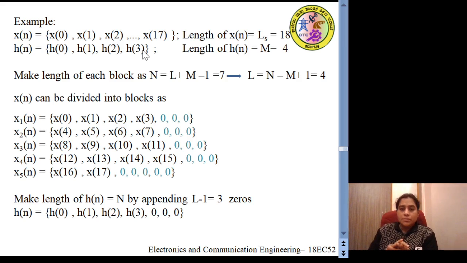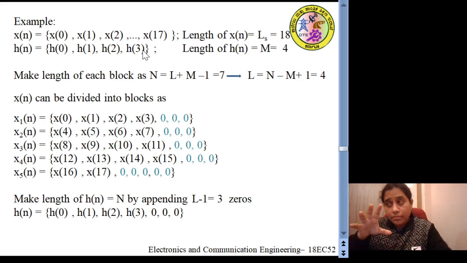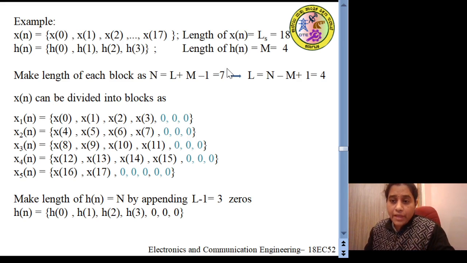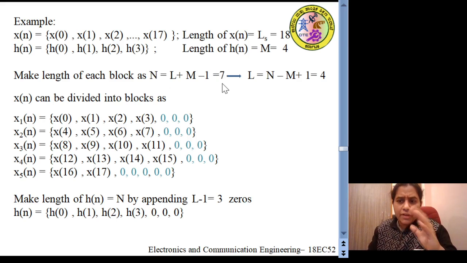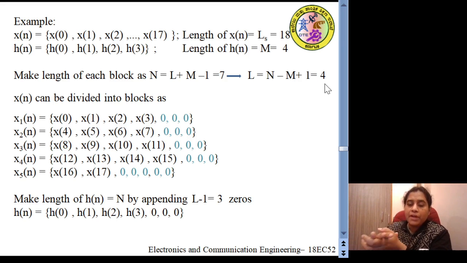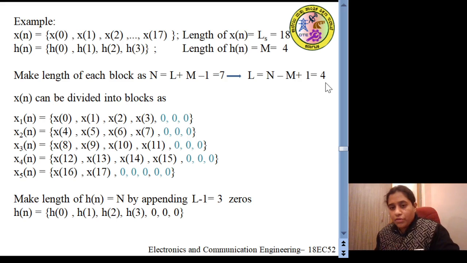What we have to do now is decide the length of the input blocks. Whatever input we are dividing into blocks, each block should consist of N samples. So we assume our blocks to be of length 7 here. If N is 7 and the length of the impulse response is 4, the value of L is N minus M plus 1. So 7 minus 4 is 3, plus 1 is 4. We have to divide x of n into blocks such that each block has 7 samples.